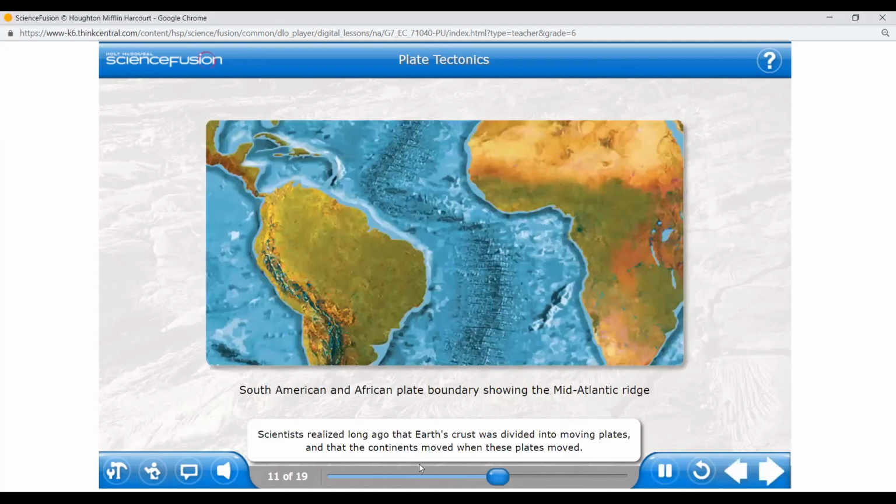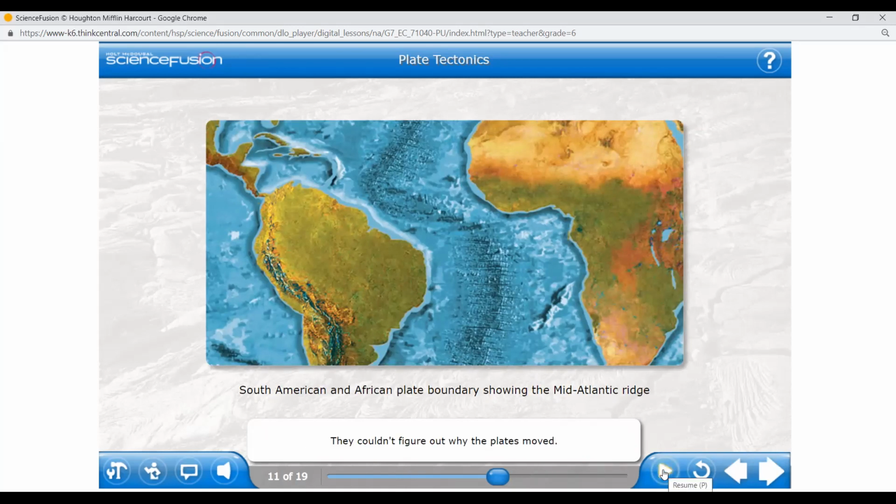Scientists realized long ago that Earth's crust was divided into moving plates, and that the continents moved when these plates moved. They couldn't figure out why the plates moved. Exactly. They imagined that the continents are moving when the plates are moving, but they couldn't find an answer to why these plates move. What is pushing or pulling the plates?